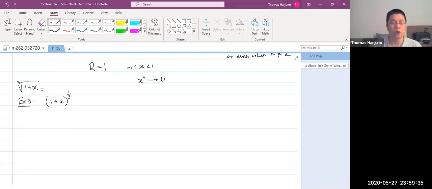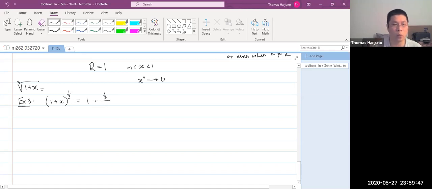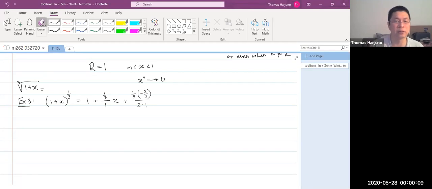Okay, now how do I do this? This is equal to, the first term will be 1. The second term will be the k over 1 minus x. The second term will be 1/3 times 1/3 minus 1, negative 2/3 over 2 times 1. Maybe I write it in notation first. How about that?